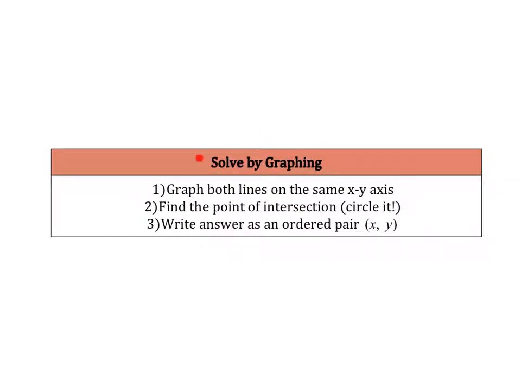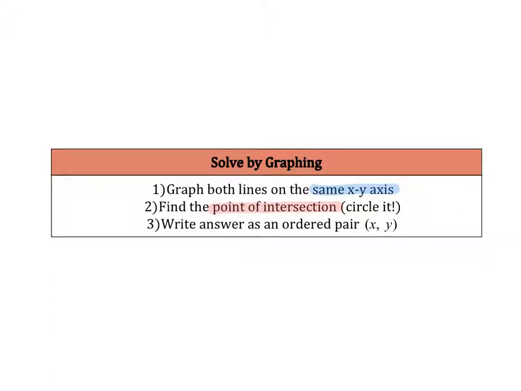So solving by graphing is pretty straightforward as long as you remember how to graph a linear equation. So we graph both lines on the same xy axis. That's an important part. Then we're going to find the point of intersection. So remember, an intersection is where things cross. So we're going to figure out where your lines cross, and we're going to circle it.